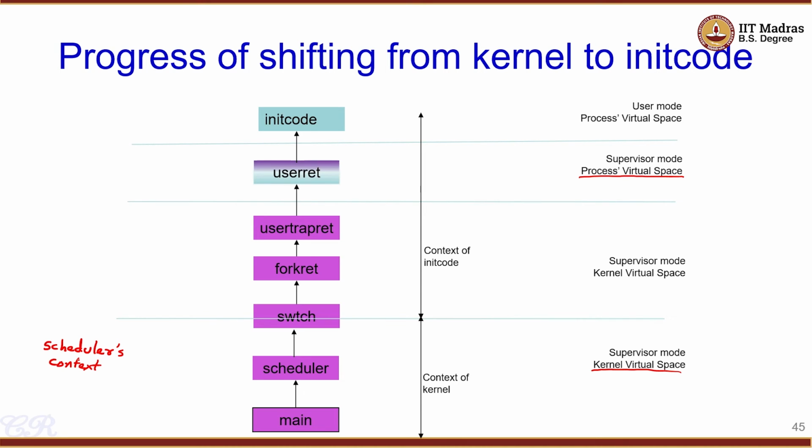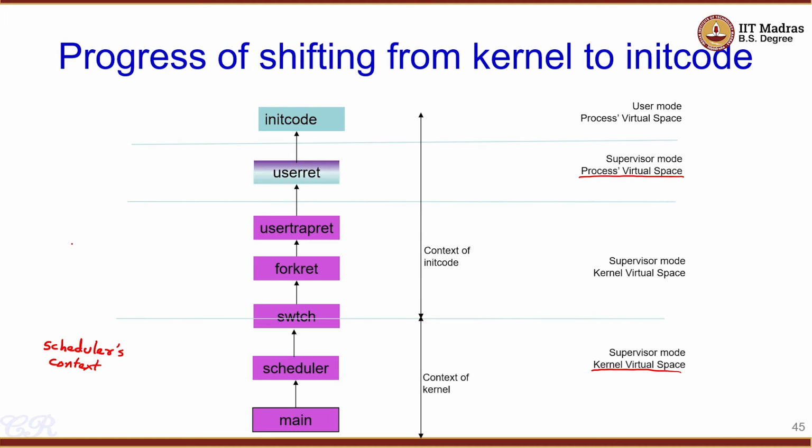So the scheduler's context comprises the 12 registers, the RA register, and the stack pointer, right? Now what we do in the switch function is we switch the context to that of the init code.